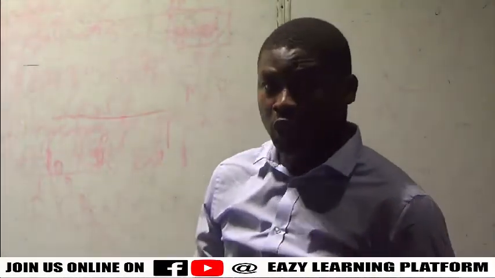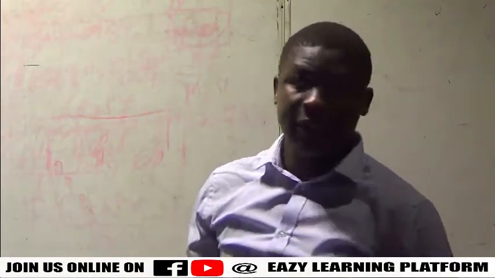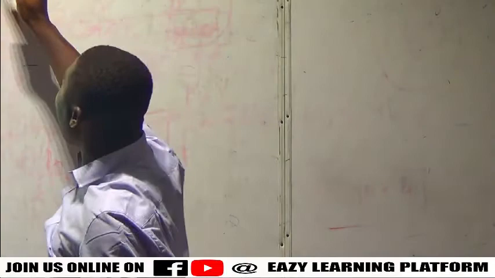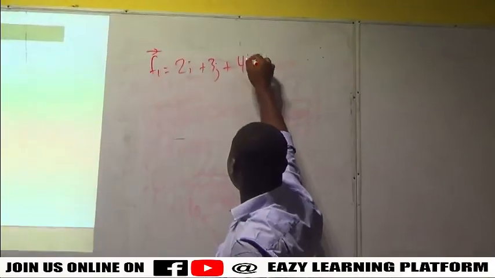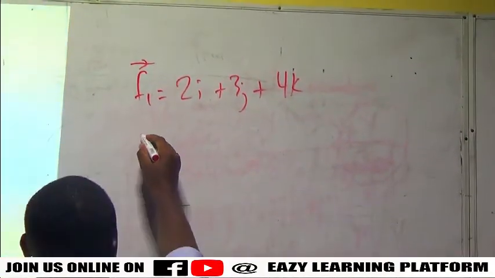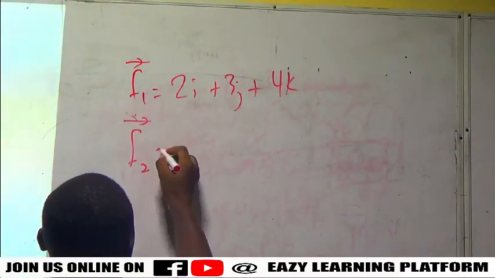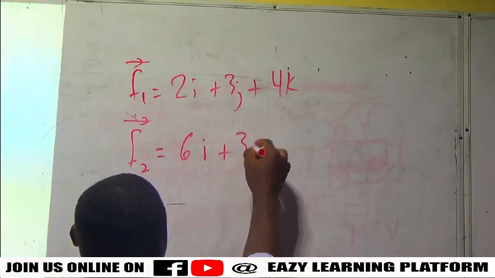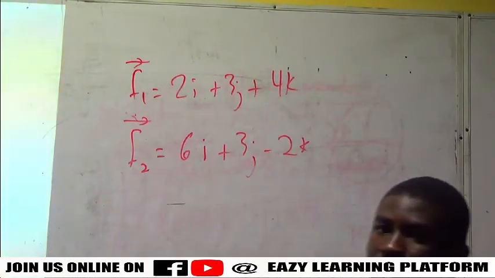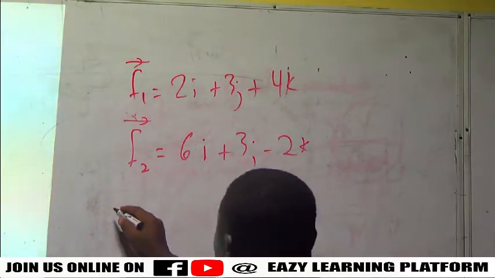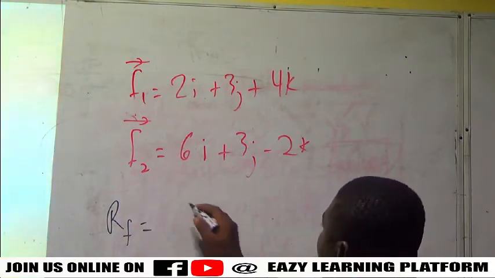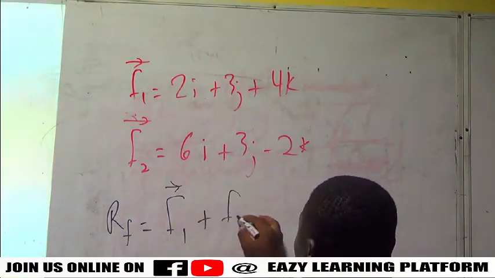Vector addition. So it means that the forces must be given to you vectorially. Example, if I have F1 to be 2i plus 3j plus 4k, and F2 to be 6i plus 3j minus 2k, and to find the resultant of these two forces acting on the body. These are being given vectorially. Then from the parallelogram law, my resultant force Rf will be equal to F1 plus F2 vectorially.